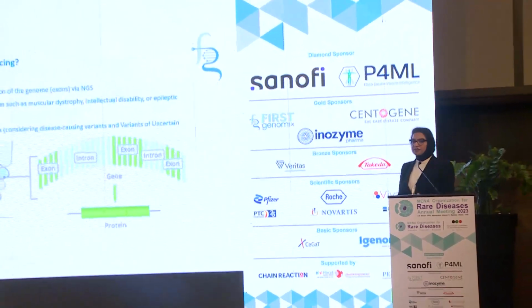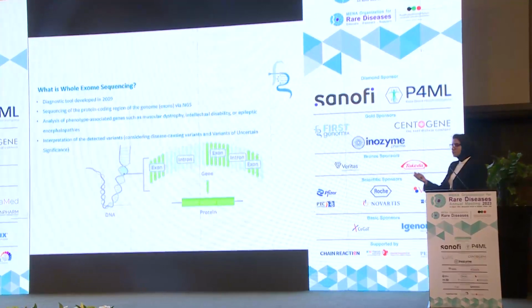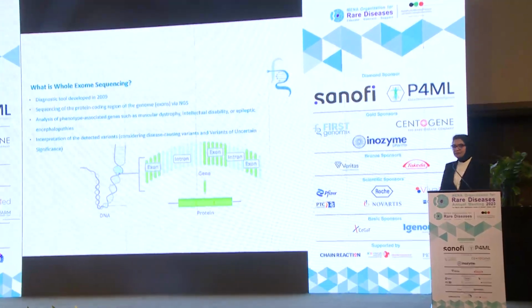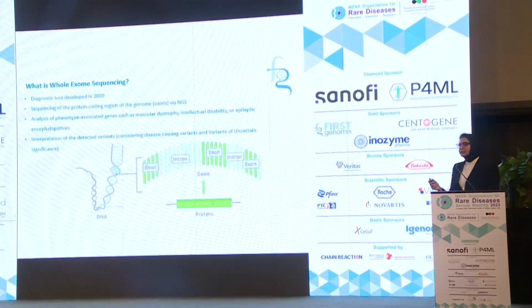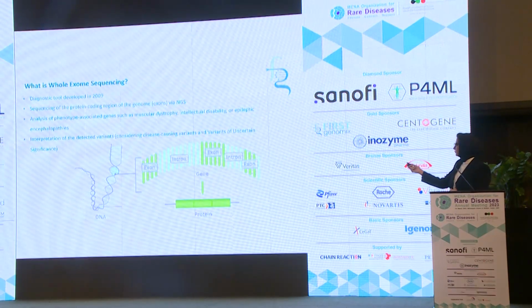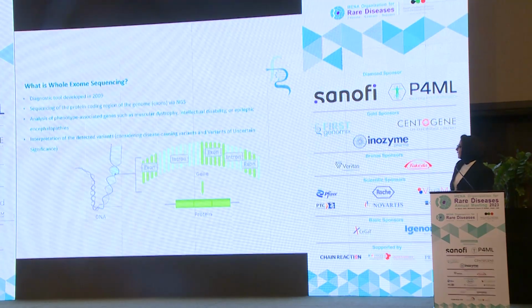So basically, the whole exome sequencing testing, I think most of you are familiar with the test. It was developed as a diagnostic tool in 2009, and it covers the coding region of the protein. So if you can see in the picture, the exons and introns, we can cover the coding region, the exons, and that's why the test is called whole exome sequencing. The test is very helpful so far, and in our lab, we've been using this test since 2014.